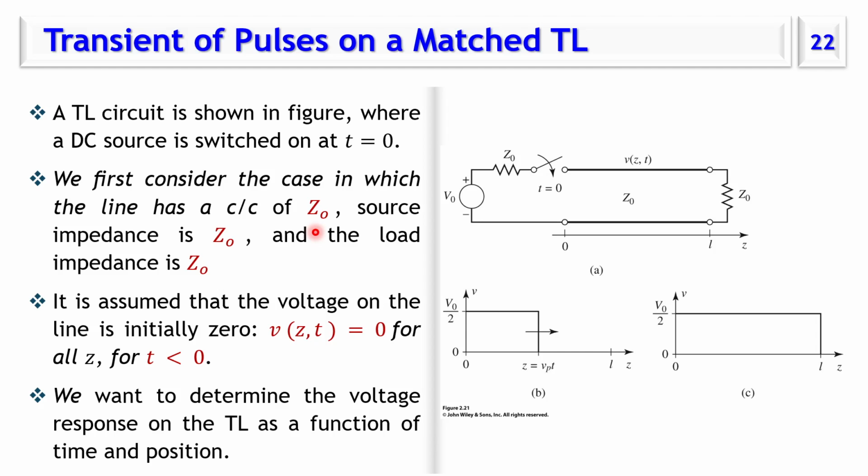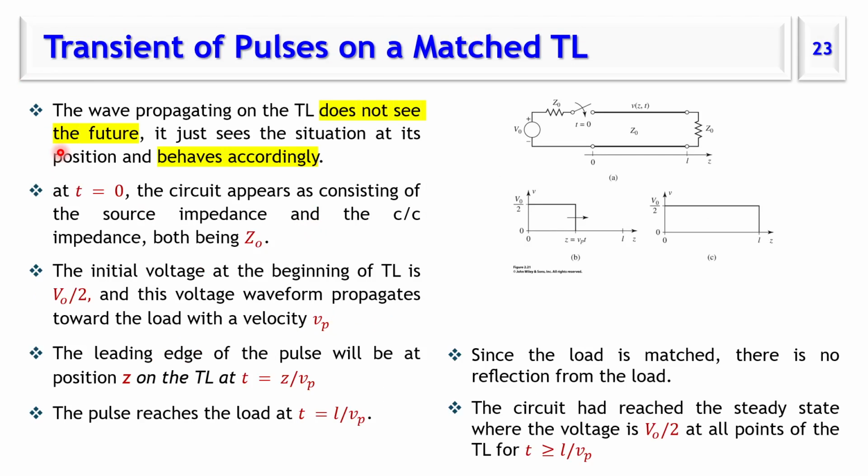We shared this before with you, but let me say it again. The most important thing here is what we shared before: the wave propagating on the transmission line doesn't see the future. It just sees the situation at its position and behaves accordingly. So when we switch this on, the signal behaves the same irrespective of the load impedance, irrespective of the length of the transmission line. Why? Because when we switch this on, the signal sees nothing but what is here.